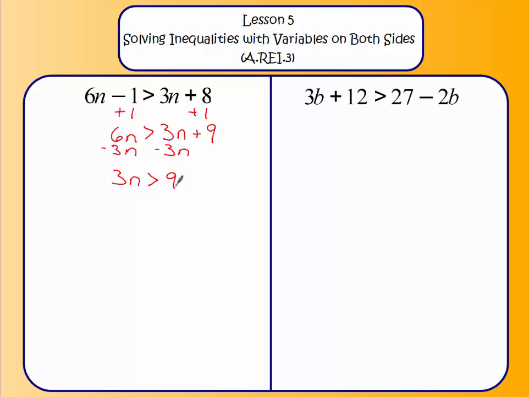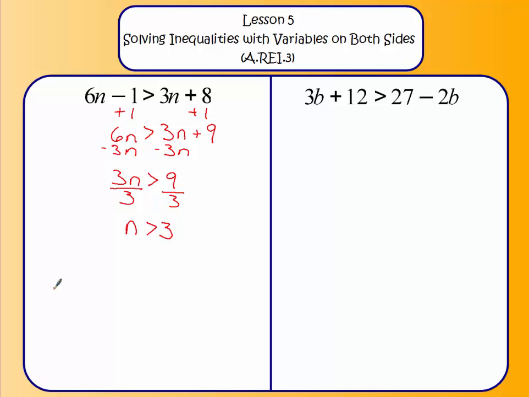Now I'm going to divide both sides by 3. And we want to be asking ourselves at this point, since I'm dividing, do I need to flip or change the direction of the inequality? The answer is no. I'm dividing by a positive number, so I do not need to change the direction of the inequality. This leaves me with n is greater than 9 divided by 3, which is 3.